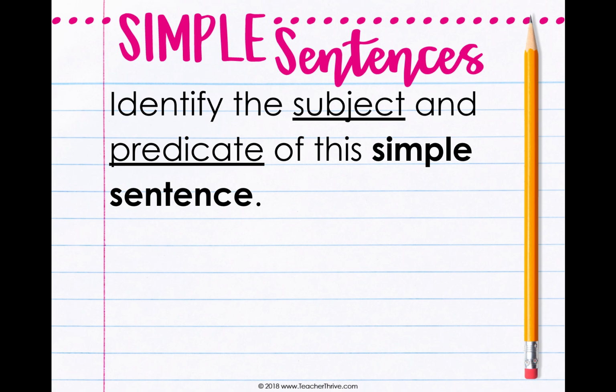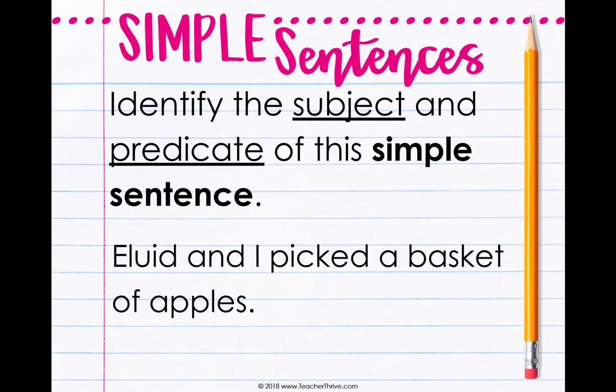Now let's identify the subject and predicate in this simple sentence. Elude and I picked a basket of apples. So Elude and I would be the complete subject, all of the words in the subject. Picked a basket of apples would be the complete predicate, all of the words in the predicate.